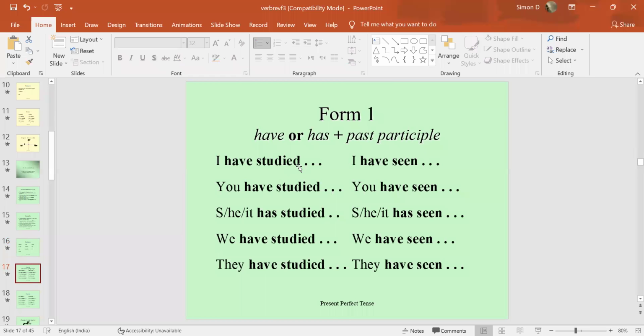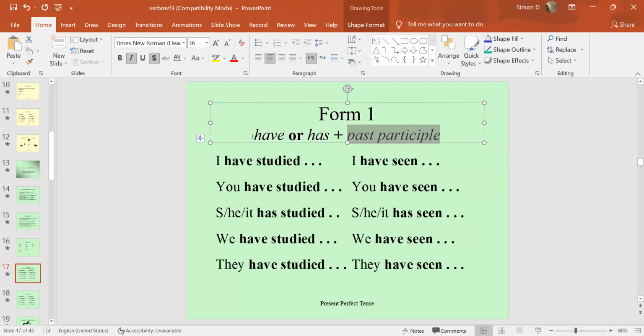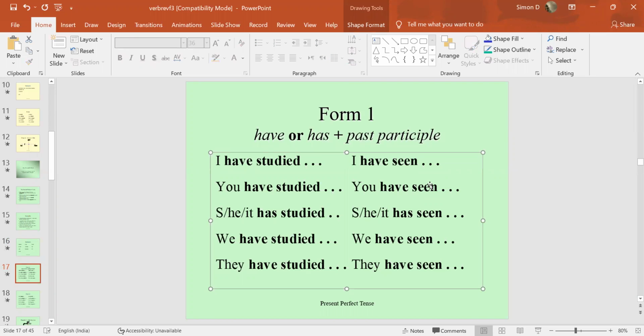I have studied. I have seen. For studied and seen, look at the forms here. You have studied. She has studied. Has or have plus past participle. That's the construction for verbs. Have or has plus past participle. This you have to remember. This is a common construction for present perfect.